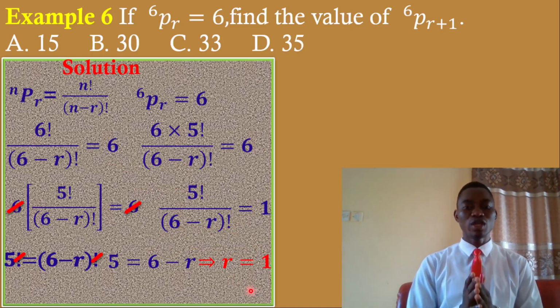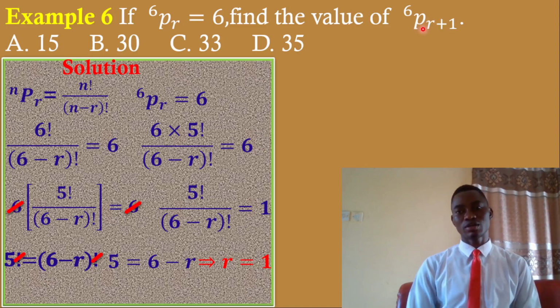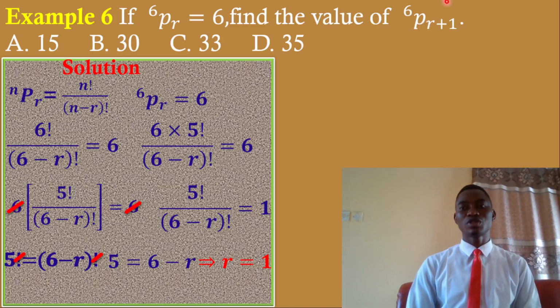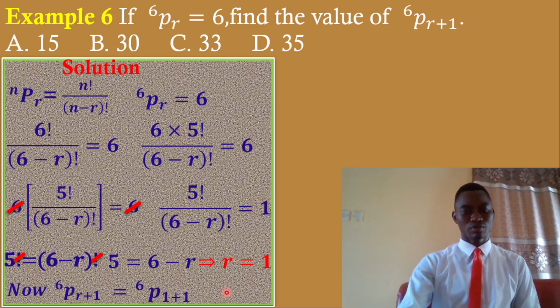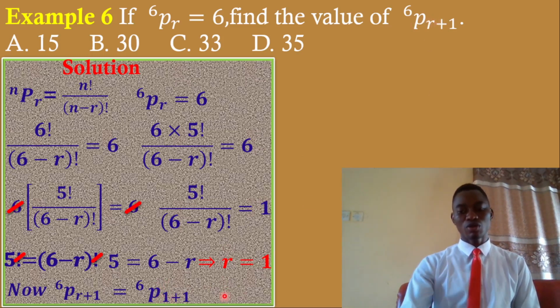What do we do next? What we are to do next is to substitute for r, so that we can get a value for this whole expression. So let's get that done. We're going to have 6P(1 plus 1), right? So we're going to have 6P2.